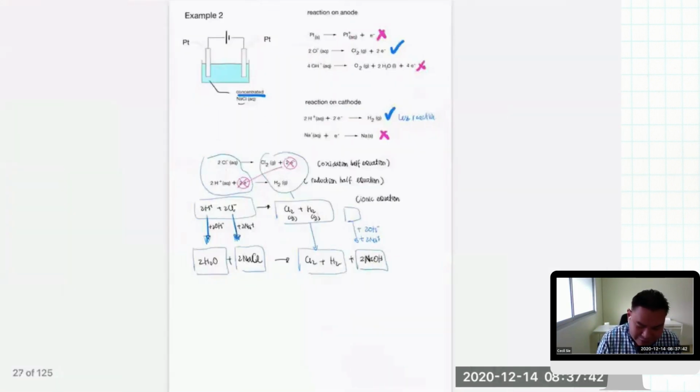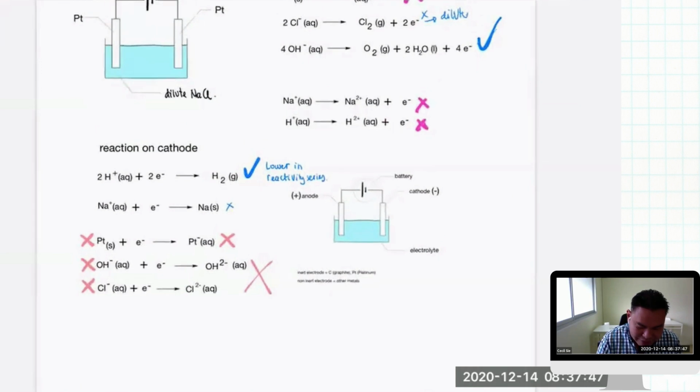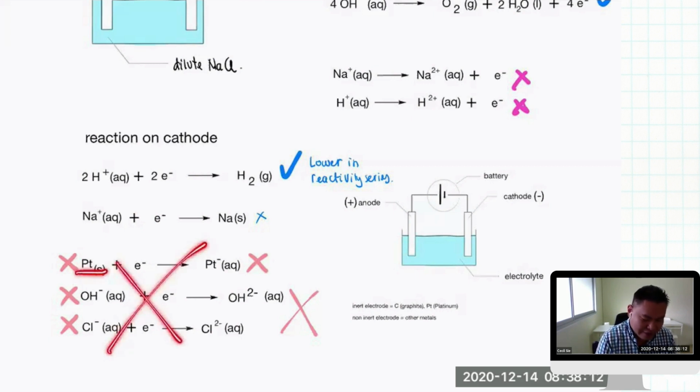We quickly revise the way we choose the reaction on the cathode. The cathode is connected to the negative side of the battery, which means you have a lot of electrons and you won't have oxidation reaction there. You will have reduction because you have a lot of electrons. The reactions that are unlikely to work are metals, which are unlikely to get reduced. OH minus and Cl minus, which are negative ions, are also less likely to get reduced.